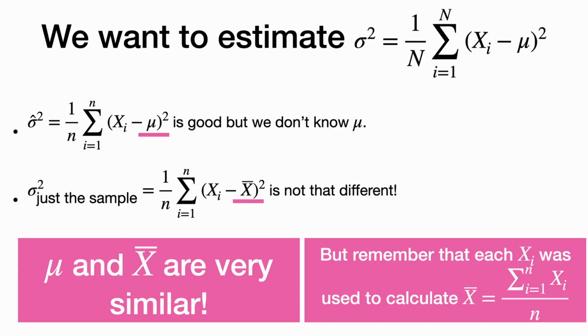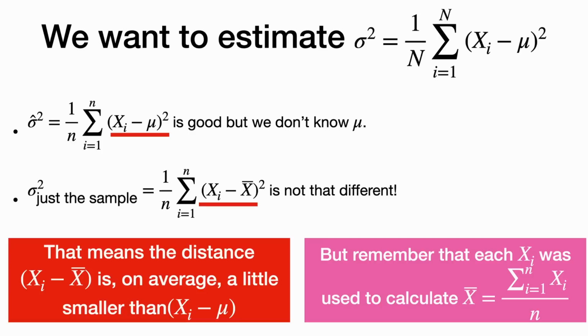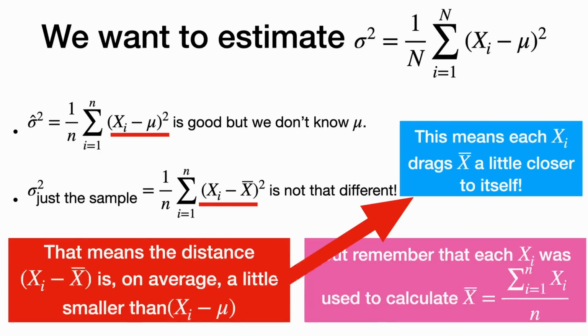But remember that each x_i was used to calculate x bar. And that means that the distance x_i minus x bar is on average a little smaller than x_i minus mu, because x bar is dragged a little bit towards x_i because x_i was used to compute x bar. So each x_i drags x bar a little closer to itself.